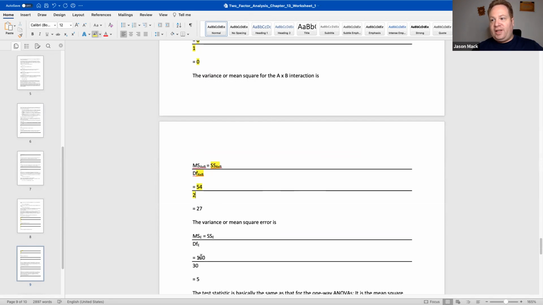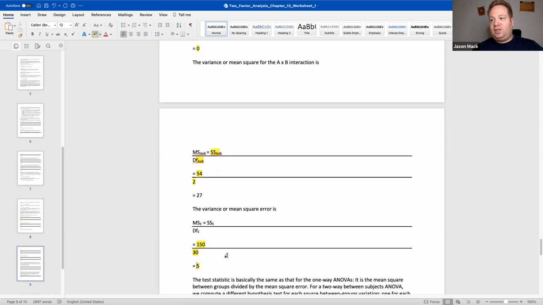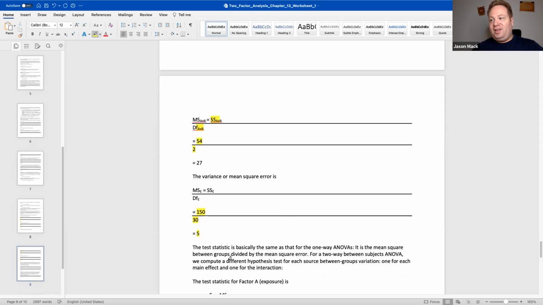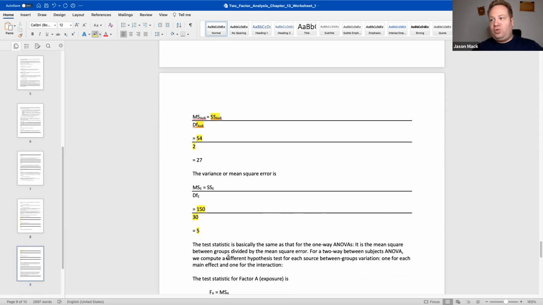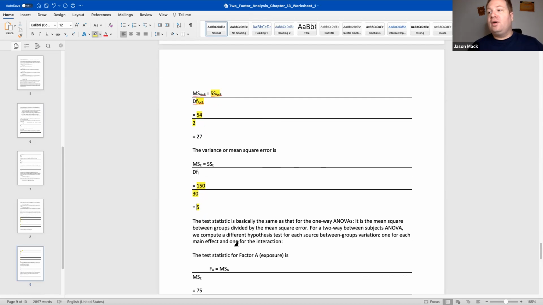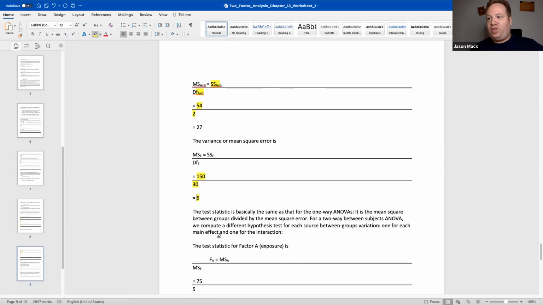We plug our numbers in, that's 150 divided by 30, which is equal to 5. The test statistic is basically the same as that for the one-way ANOVAs. It is a mean square between groups divided by the mean square error. For a two-way between subjects ANOVA, we compute a different hypothesis test for each source of between groups variation, one for each main effect and one for the interaction.